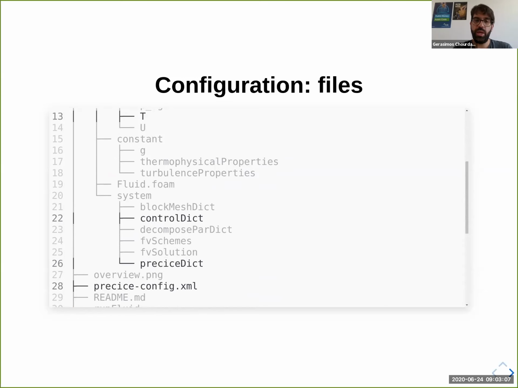Here we mainly need to change the temperature configuration file to set compatible boundary condition types that we can override. We need to enable the adapter in the controlDict. We need to configure the adapter in the preCICE-dict, and we need to prepare a preCICE config XML. The case is already configured, and I will just show you the important bits.